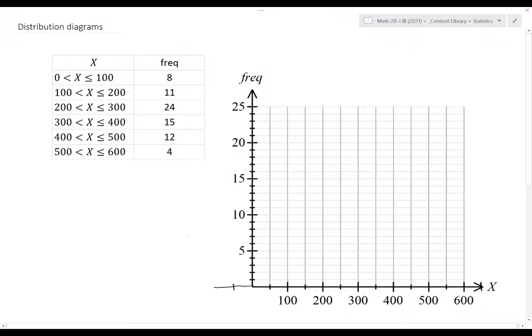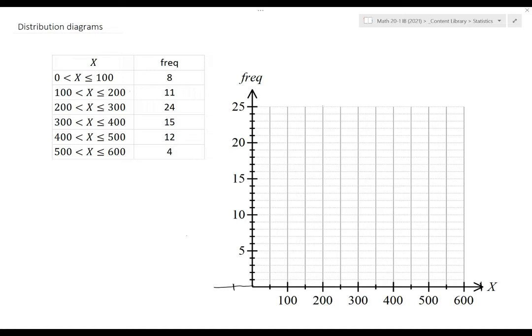Hello everyone. In this video we're going to look at what are called distribution diagrams. So in other words, graphical ways of representing distributions. And for this we want to basically group our data. So rather than having a list of every single individual data point, we group them into logical intervals.